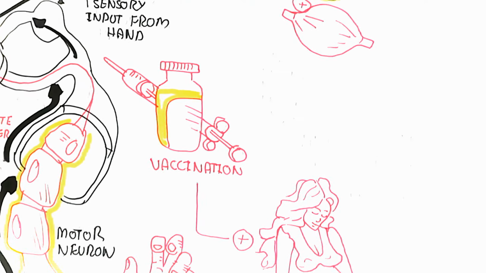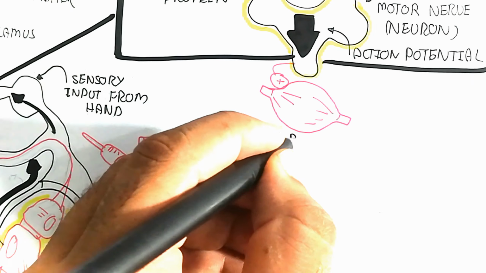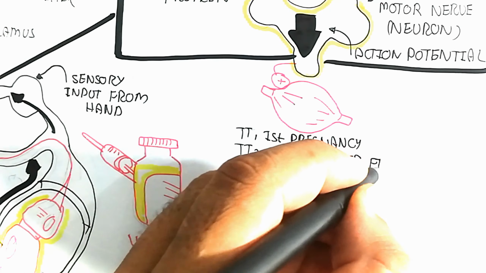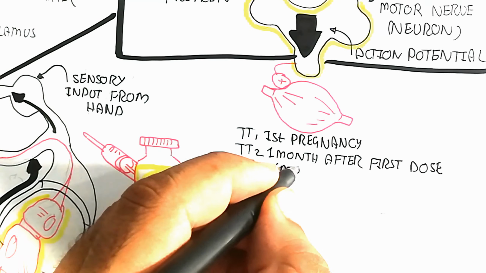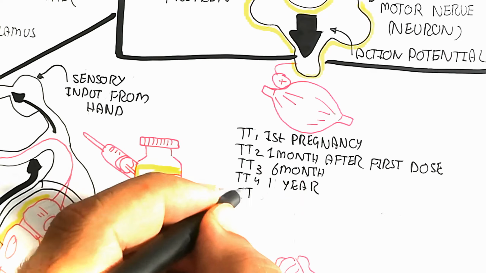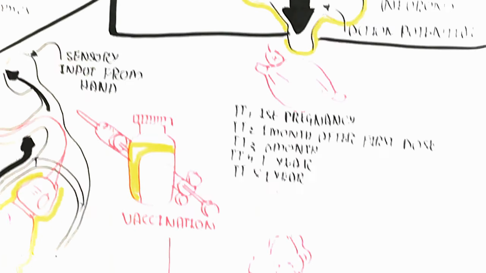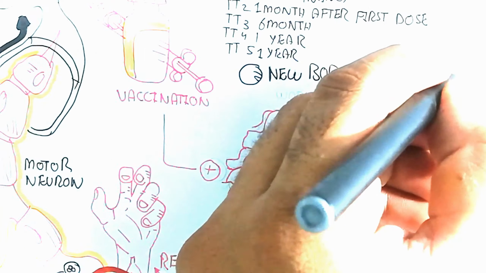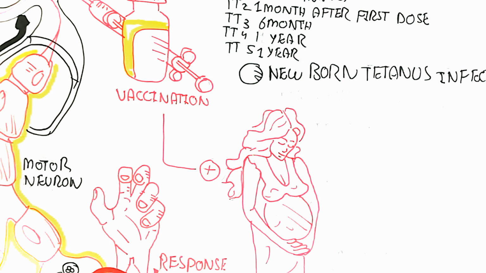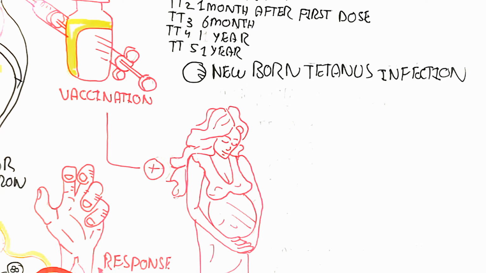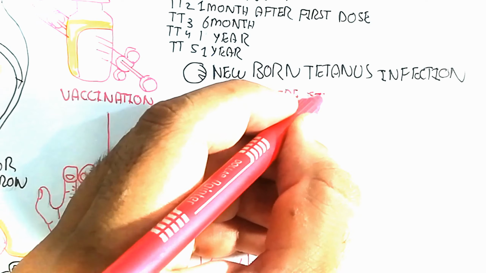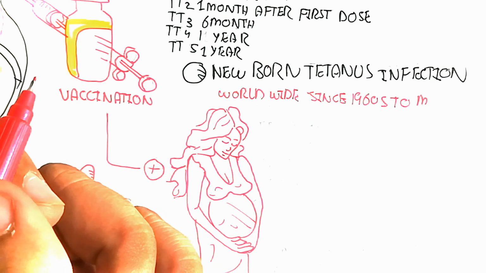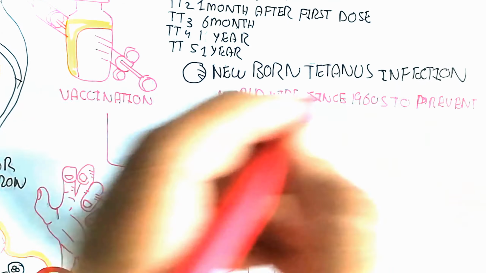So in this way, here vaccination can be provided via a pregnant mother. Due to the pregnancy, the chances of tetanus for the baby or fetus will be higher. So the first dose in pregnancy, the second dose one month after the first dose, then 6 months, 1 year, and 5 years, and the fifth dose after 1 year.